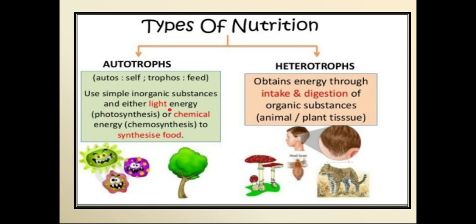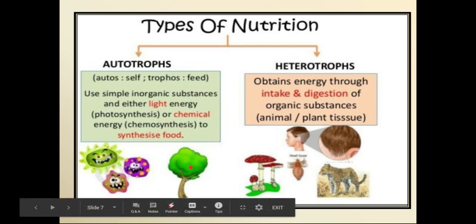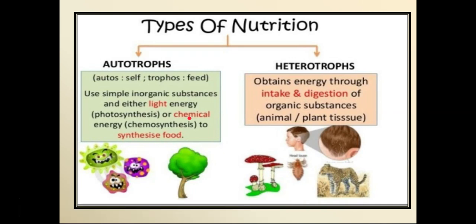When light is required for the synthesis of food, the process is referred to as photosynthesis. It is observed in green plants or algae. When organisms require chemical energy for the synthesis of food, this process is referred to as chemosynthesis. It can be observed in nitrogen fixing bacteria like rhizobium.